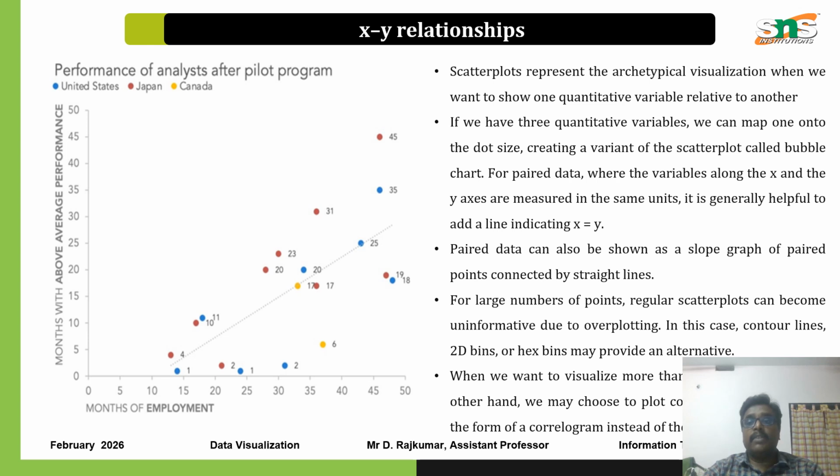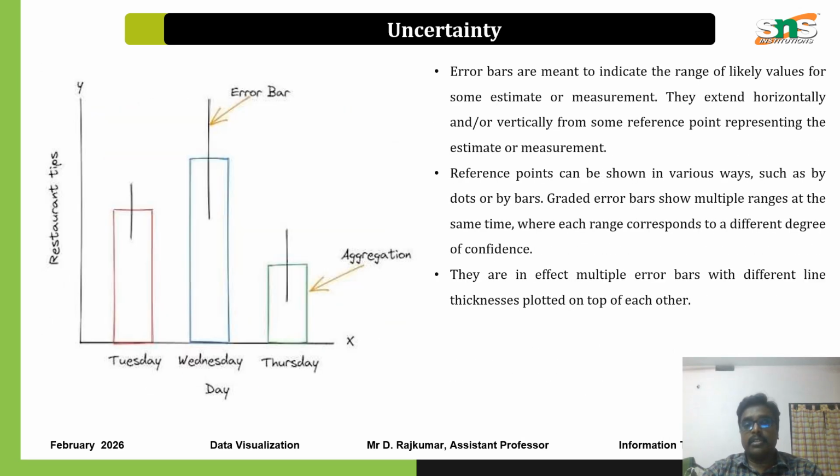For paired data, when variables are plotted along the x-axis and y-axis, it is helpful to use a line indicating where x points to the corresponding y. For a large number of points, regular scatter plots can become cluttered due to overplotting. In such cases, contour lines, 2D bins or hex bins can be provided as alternatives when the scatter plot has a large number of points.